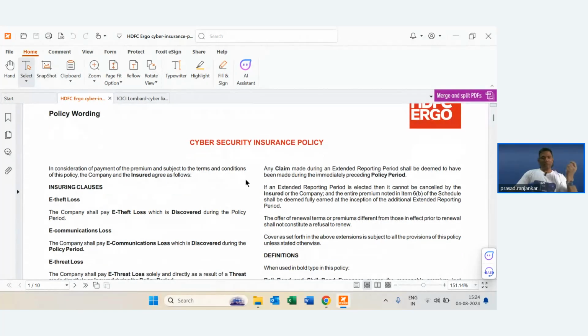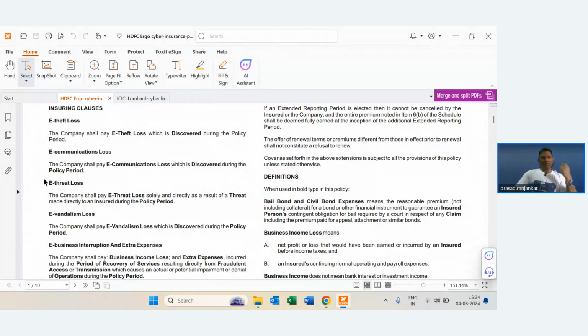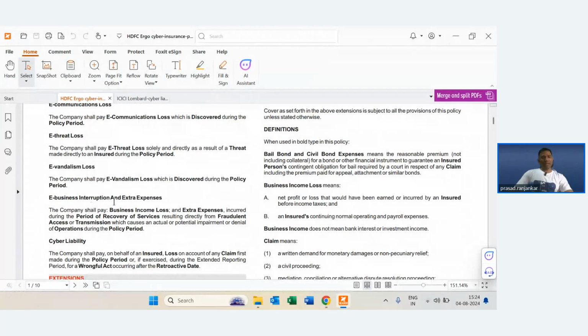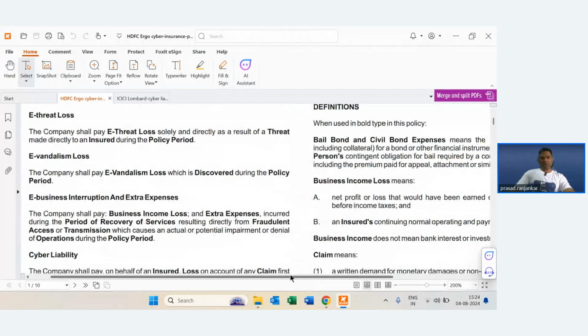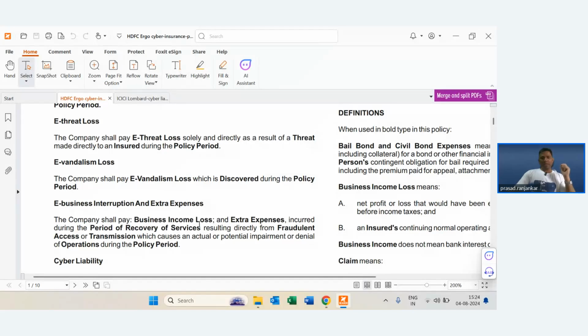This is the policy wording of the HDFC Ergo cyber security insurance policy. Again, there are some covers: e-theft loss, e-communication loss. We'll move to e-business interruption. I will zoom this for you. The insurance company will pay business income loss and extra expenses incurred during the period of recovery of services resulting directly from fraudulent access or transmission. So again, the wording is more or less 99% the same: if there is an interruption in services because of a fraudulent access or transmission, then only the insurance company will pick up those claims.